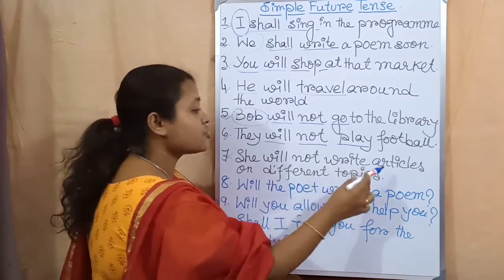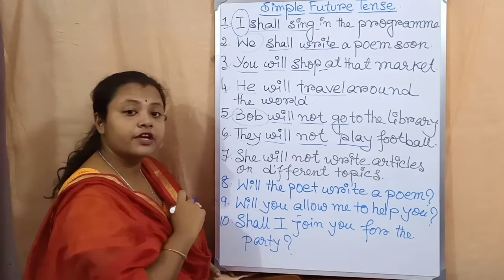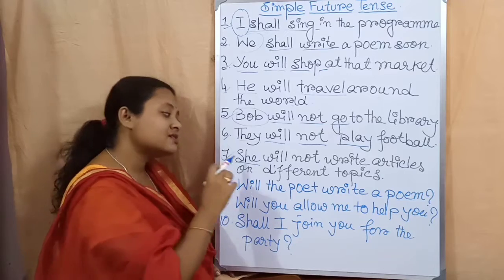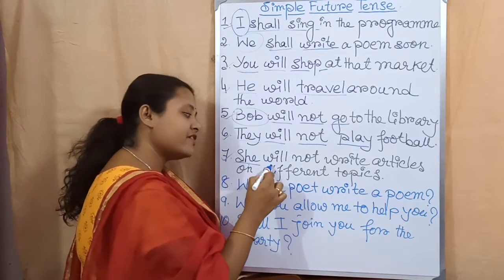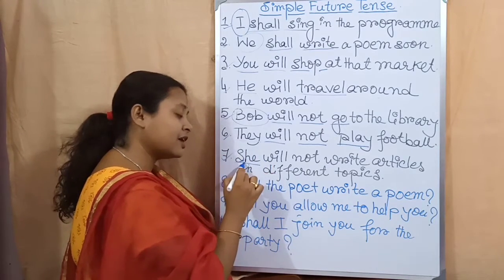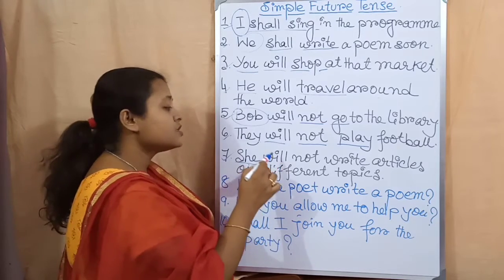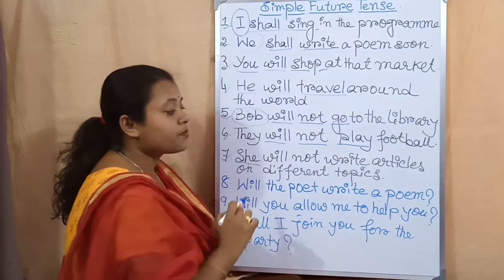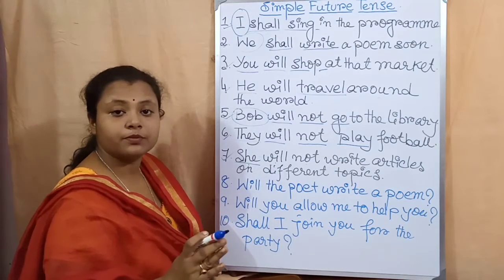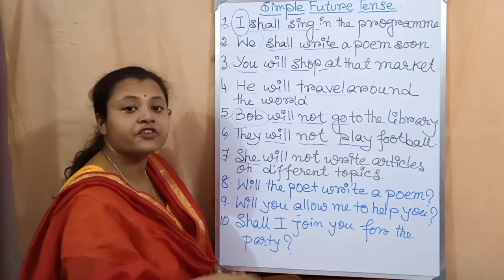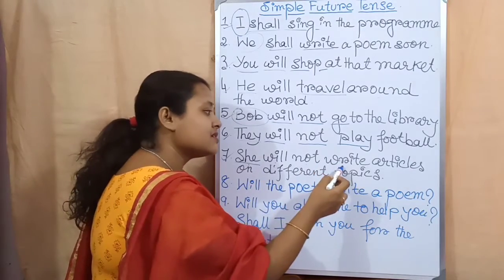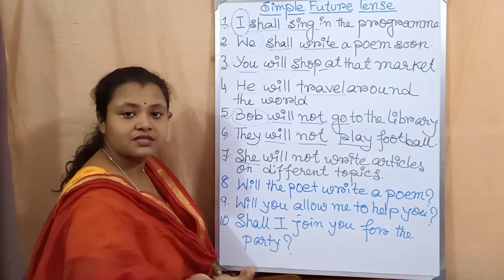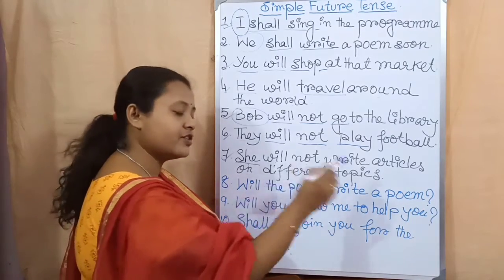She will not write articles on different topics. She is also third person, singular number. So that is why I have written will over here. After third person we have to write will. So will, after that not, after that the present form of the main verb. You cannot write wrote or writing. Write. After that the rest of the sentence: articles on different topics. It is the rest of the sentence or object that I have written over here.